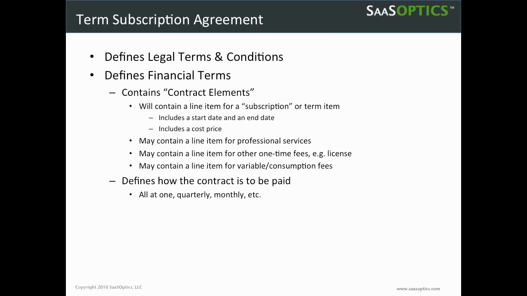And your contract elements in a term subscription agreement likely are going to include a line item for a subscription. You may call it something else, maybe called a term item or something. It may be called a product name, but that subscription is something that has a start date and an end date and includes a cost or a price. Your contract may also include a contract element for professional services, training, custom coding, integration, implementation services. All of those things would be considered professional services.